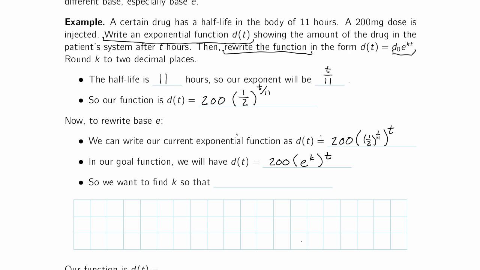So we need to figure out what the value of k needs to be so that e to the k equals 1/2 to the 1/11th. I think we know what we're going to do here, right? e to the k equals 1/2 to the 1/11th. That means that k is the natural log of 1/2 to the 1/11th.